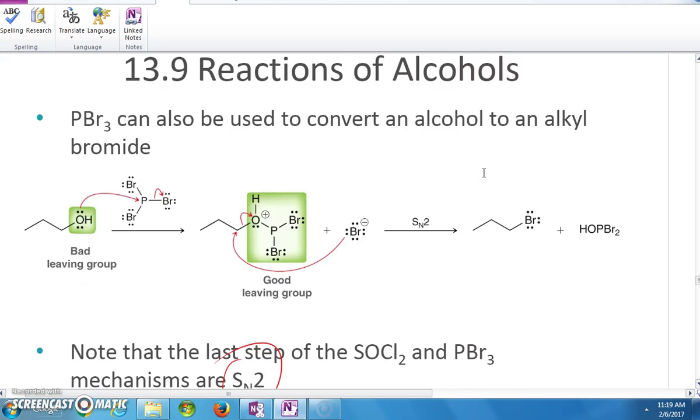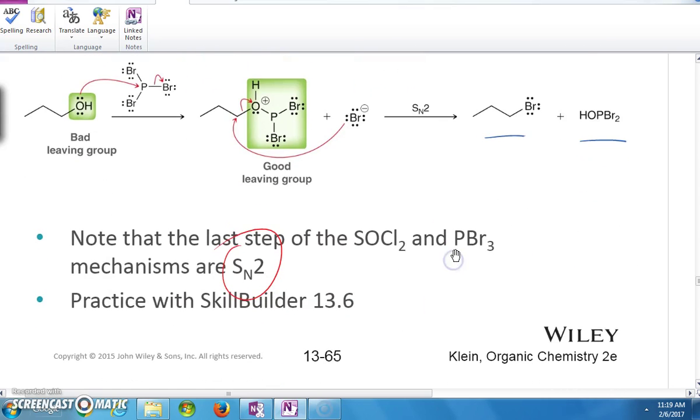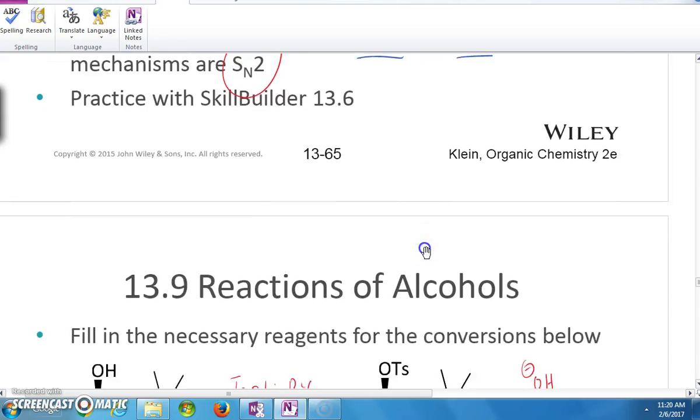You can also use phosphorus tribromide to convert a primary or a secondary alcohol. Again, this works for primary and secondary alcohols only. It doesn't work for tertiary. Again, you're converting the OH to a good leaving group, and then the attack of the bromide yields the alkyl bromide and the formation of the acid. Note that the last step of using thionyl chloride or phosphorus tribromide are all SN2 mechanisms, so make sure you make a note of that.